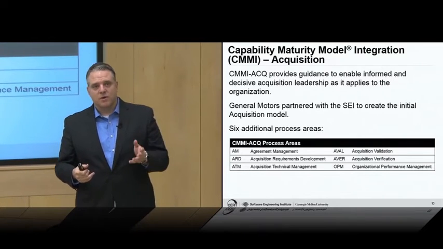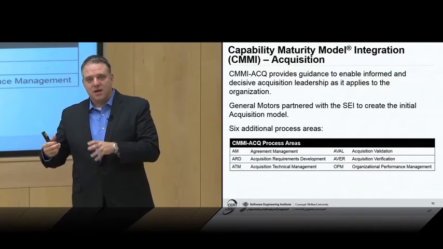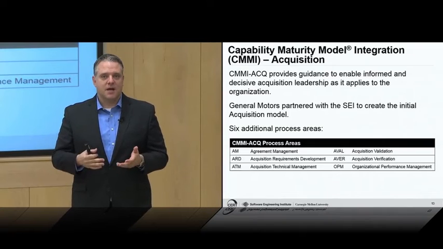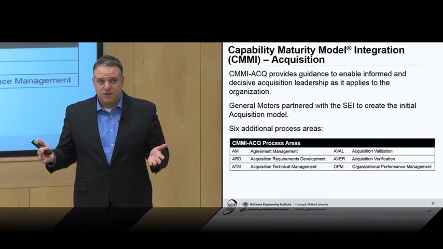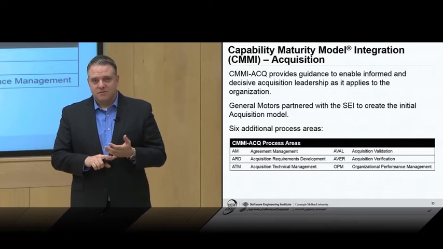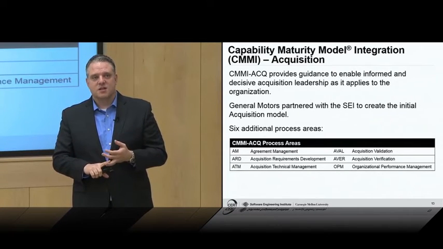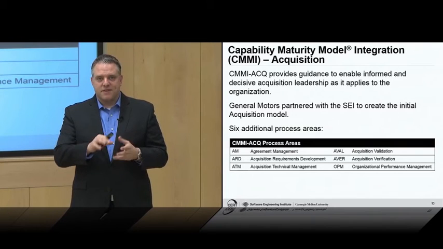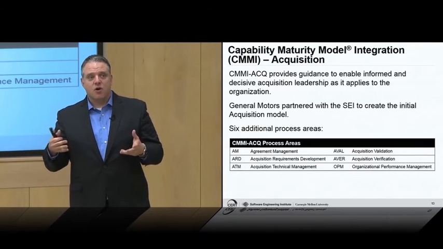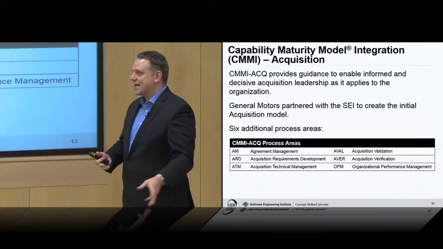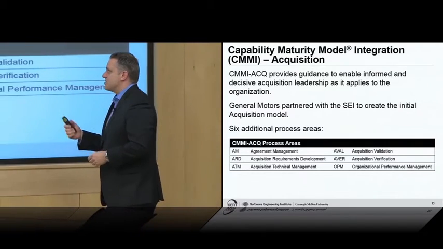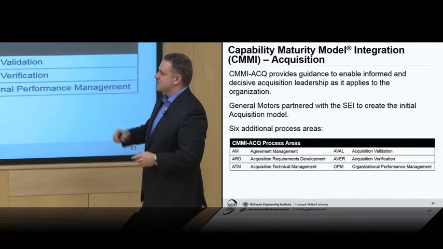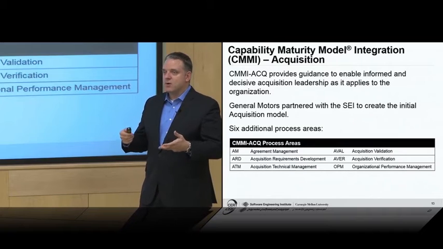General Motors partnered with SEI to create the initial version of this, and if you think about it, it makes sense. What does General Motors do a lot of? Acquisition. They have a lot of suppliers, they have a lot of vendors that they deal with, and part of that integration of building new cars is acquisition. How do we get all this stuff in? And so the acquisition constellation has these additional 6 areas for activities to measure and rate your maturity level.